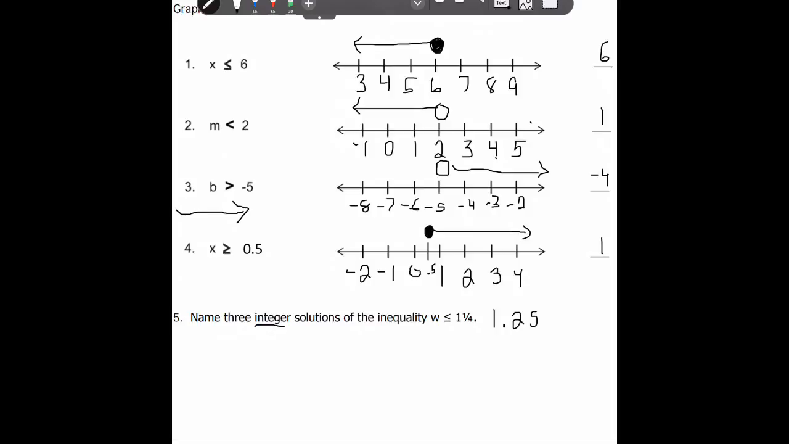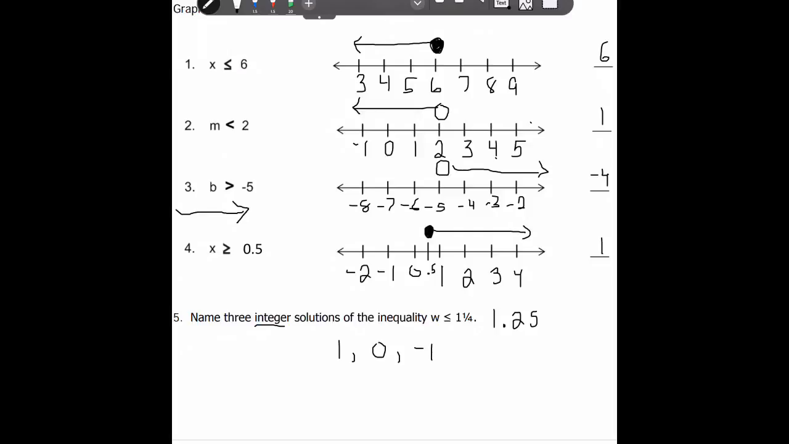My pen shut off. Okay, we're back. As I was saying, the first integer that is a solution to this would be 1. The next integer less than 1 is 0. And the next integer less than 0 is -1. So those are 3 integers that are less than 1 and 1/4. The reason why I didn't pick 1.25 is because that's not an integer.